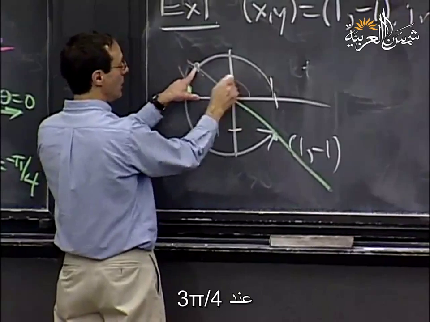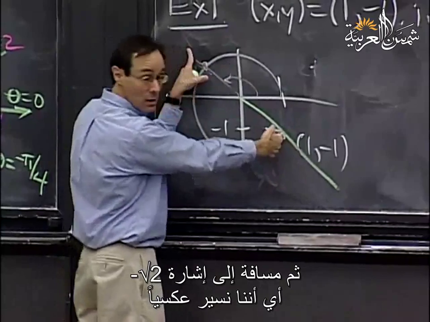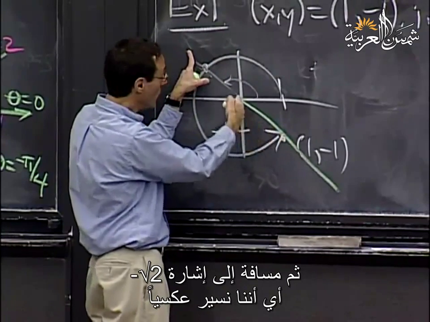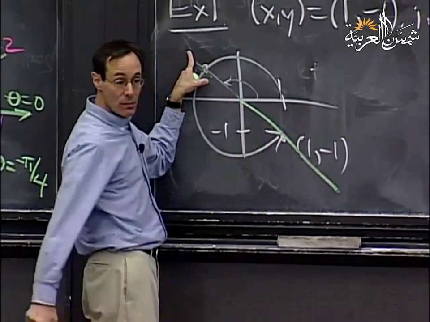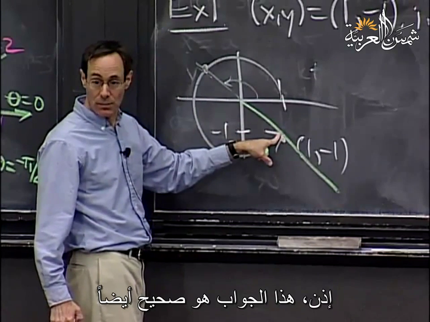We're pointing in the 3/4 pi direction, but then going negative square root of 2 distance. We're going backwards, so we're landing in the same place. So this is also legal.